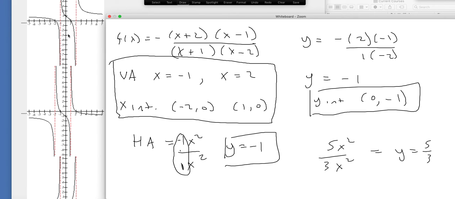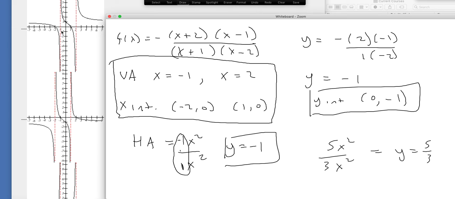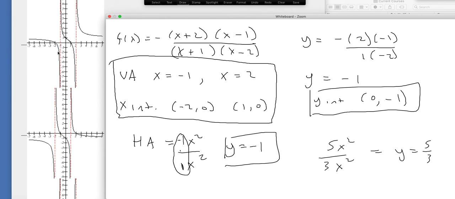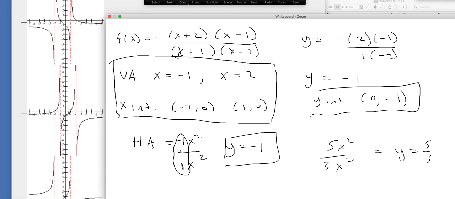So then for X-intercepts, we're supposed to have -2 and 1. -2 and 1 works on the first graph, and -2 and 1 works on the second graph as well, so that was not enough information.